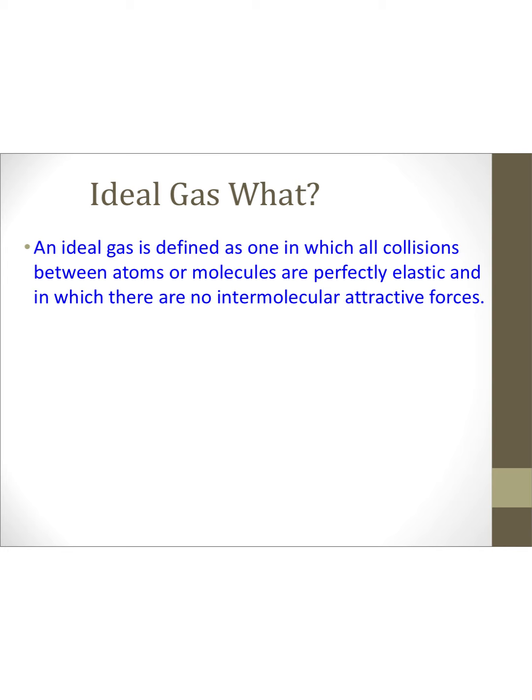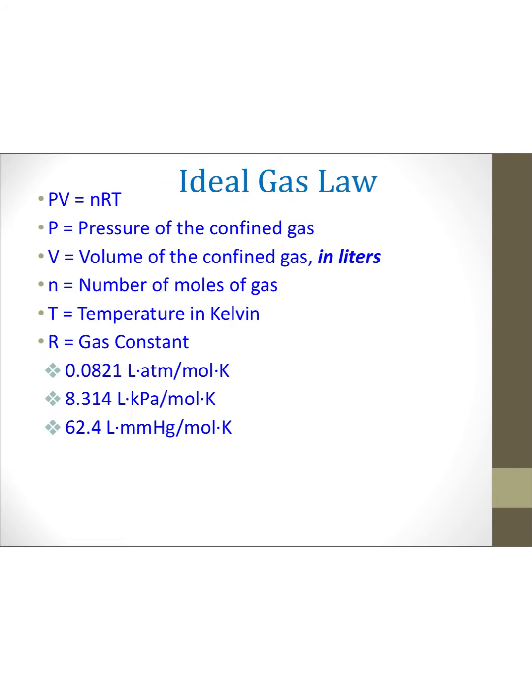So what's an ideal gas? Once again, an ideal gas is a gas that has perfectly elastic collisions. They do not slow down when they bounce off each other. And they are not attracted to each other in any way.